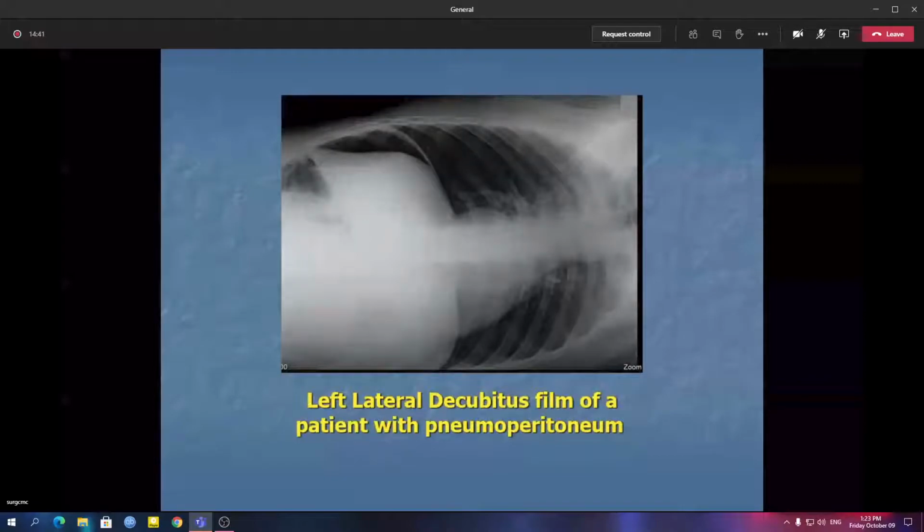So in those patients, if you suspect a hollow viscus perforation, you can always put the patient on a left lateral decubitus film, wait for a few minutes, and see whether you can get some free air between the rib cage and the liver, and between the diaphragm as well. In this triangle particularly, you can get free air. That is an example of a decubitus film. Just for the sake of example, I am showing it here.